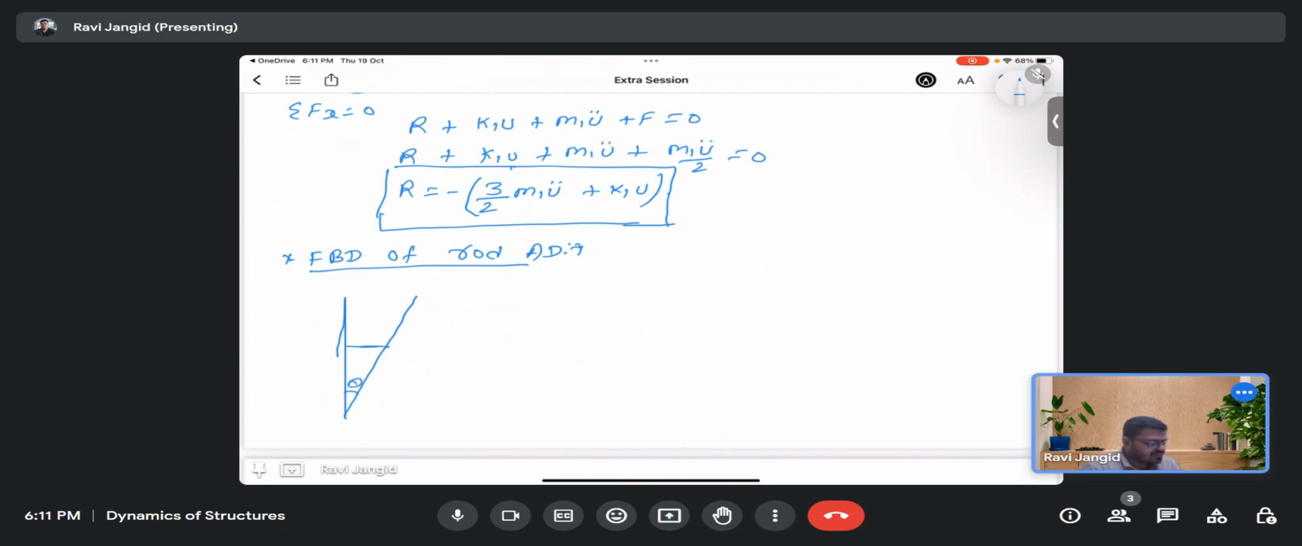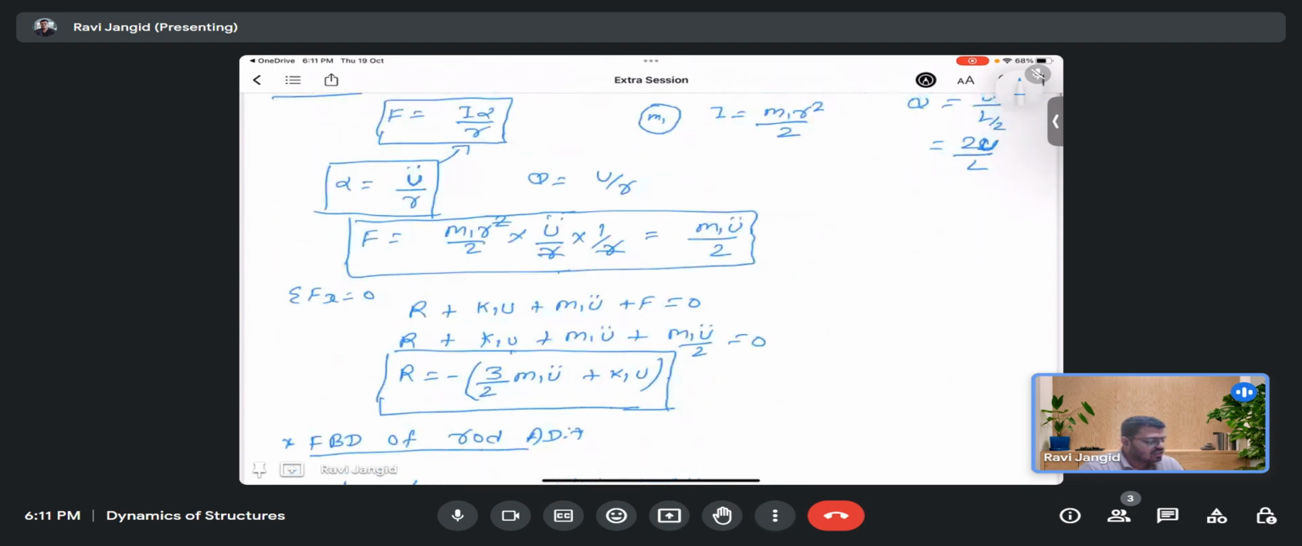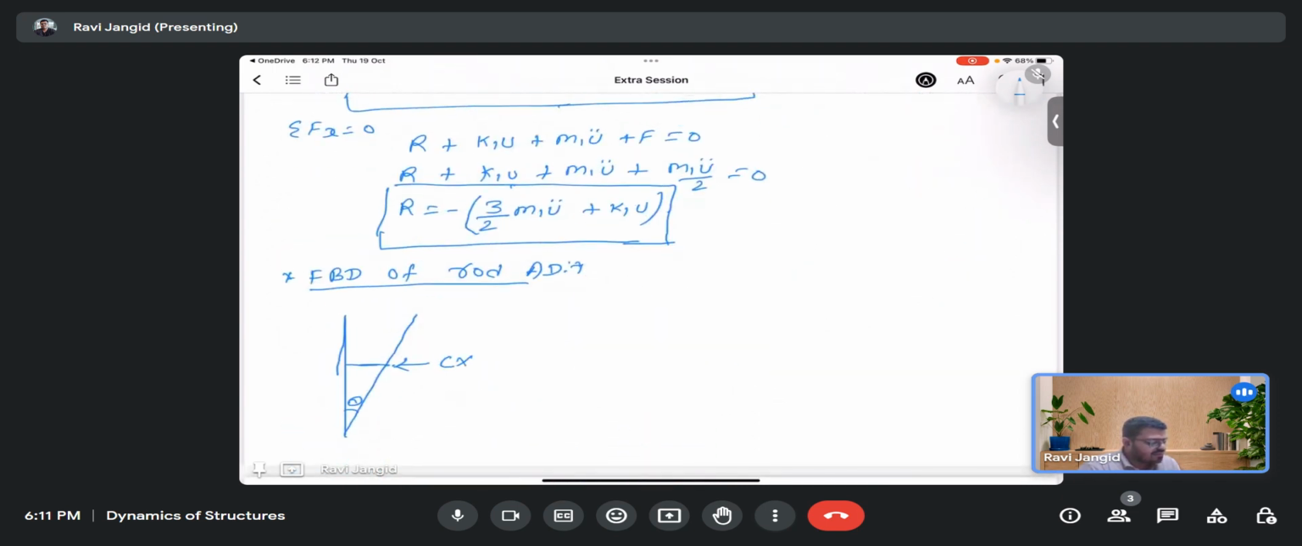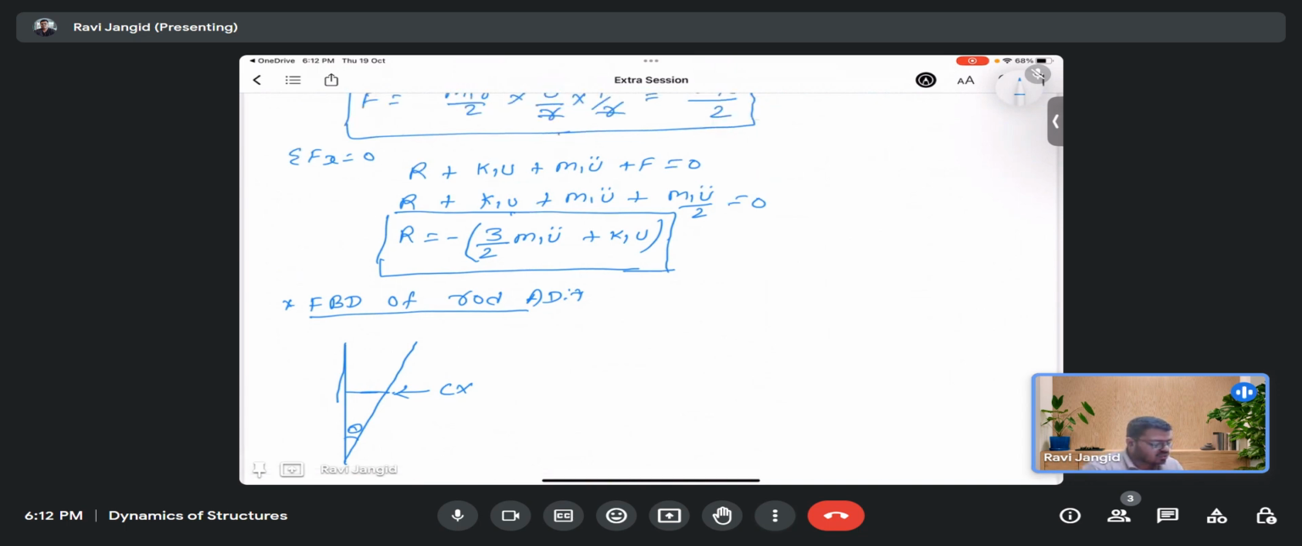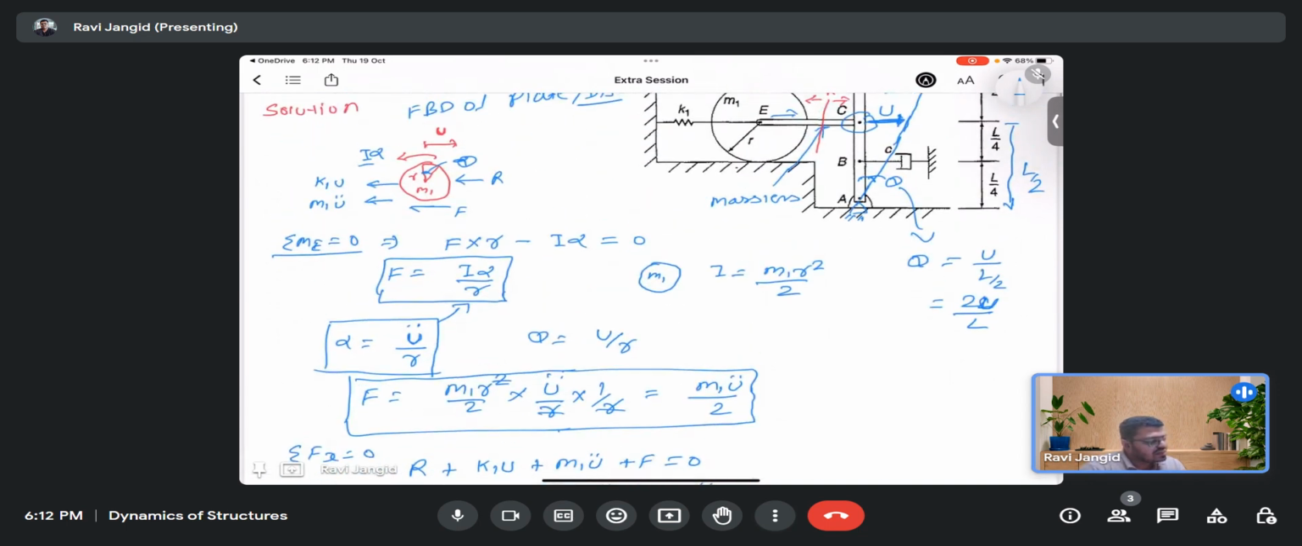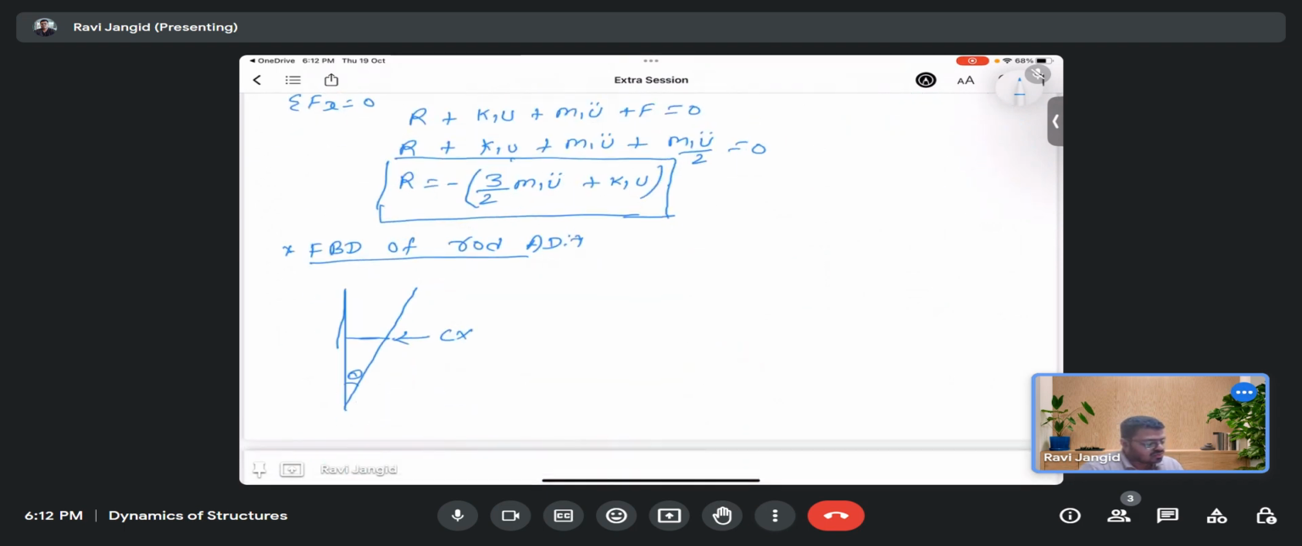At the l by 2 distance we have the damping force. It is applied with damping coefficient c, times whatever the displacement is; we can write it as u, or in terms of theta as well. The damper is applied at not l by 2, but at l by 4. So the deflection would be l by 4 times theta, and the force would be c times l by 4 times theta double dot.